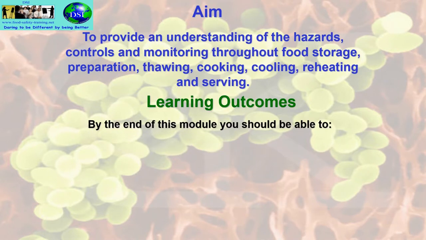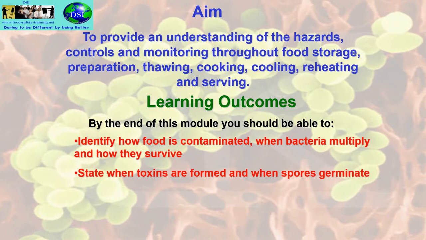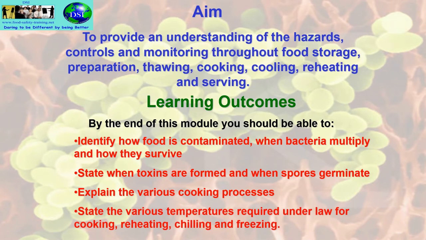And the learning outcomes, by the end of this module, you should be able to identify how food is contaminated, when bacteria multiply and how they survive. State when toxins are formed and when spores germinate. Explain the various cooking processes. State the various temperatures required under law for cooking, reheating, chilling and freezing.